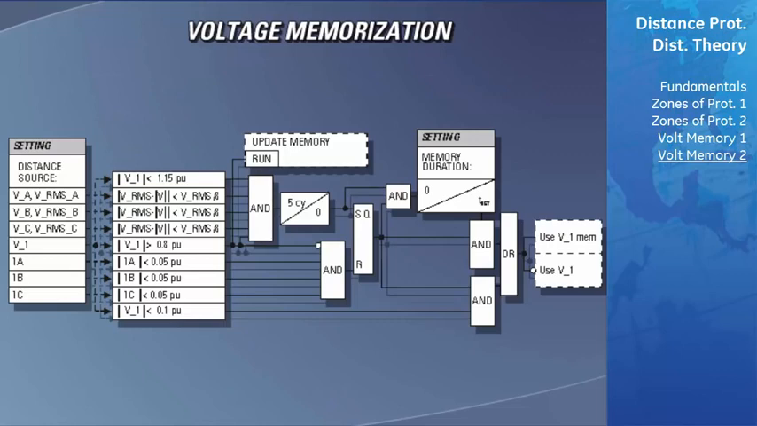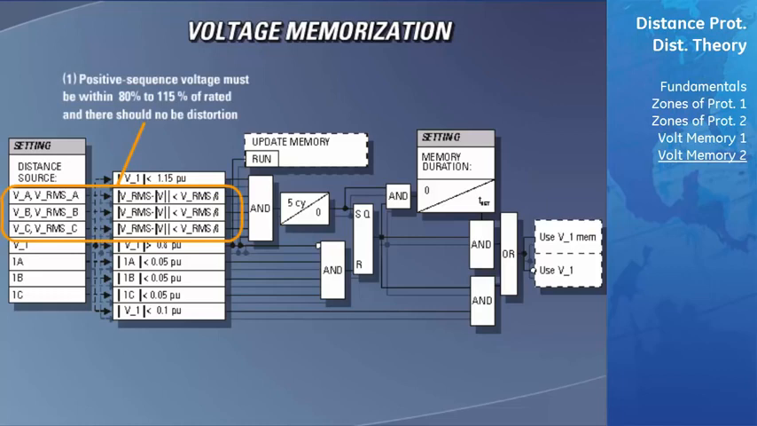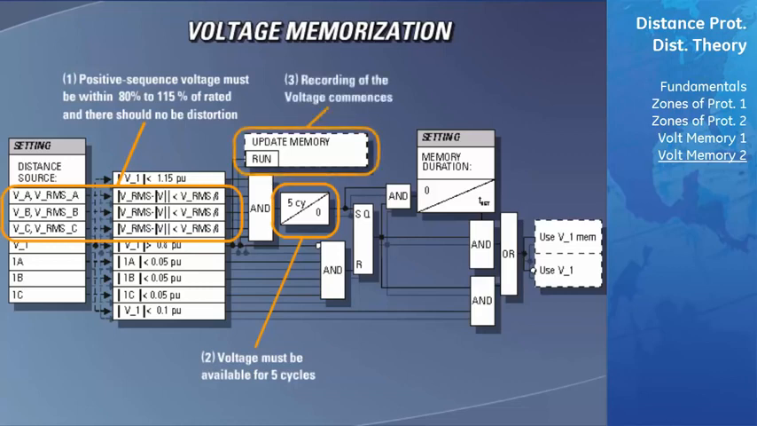The recording or memorizing of the voltage is performed in the following way. In order for the D60 to begin recording, the positive sequence voltage must be between 80 and 115% of the nominal voltage level. The D60 also verifies that this voltage signal is not distorted in any way before it starts recording. Next, the non-distorted voltage must be available for 5 cycles before recording will begin. Finally, once the 5-cycle criterion is established, the memory is continuously updated with the latest voltage data.